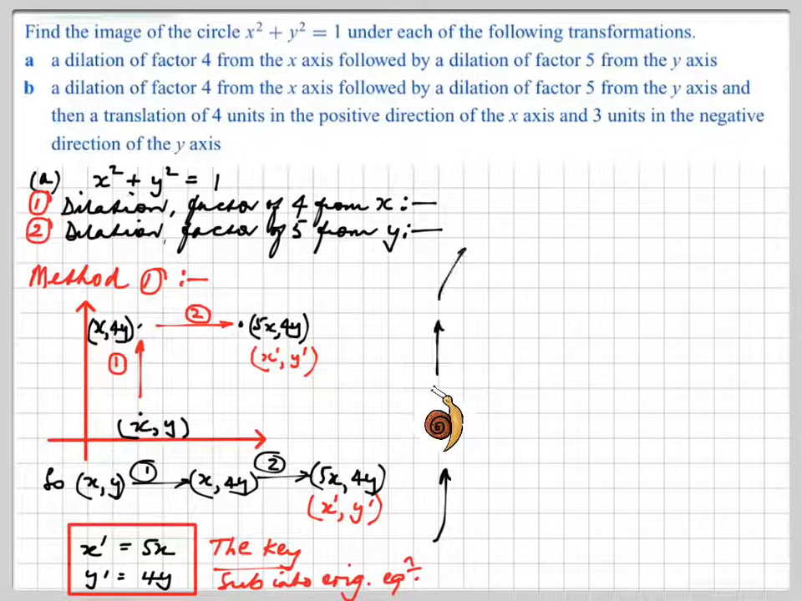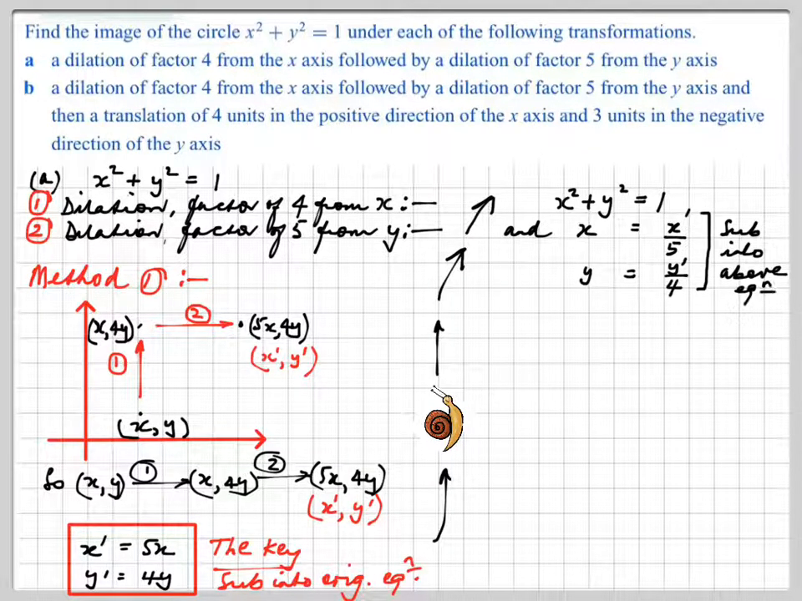Sub into the original equation. To repeat, we've got x squared plus y squared equals 1. We've got x is x dashed over 5, and y is y dashed over 4, which we got from the key, but I've rearranged it because obviously I've got to plug into the x squared plus y squared equals 1 equation where you just have x's and y's, no x dashed and y dashed. So you sub what x is from the key into the x term of the equation, you sub y from the key into the y term of the equation, and look what you get.